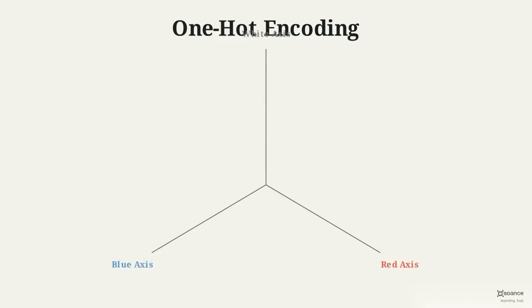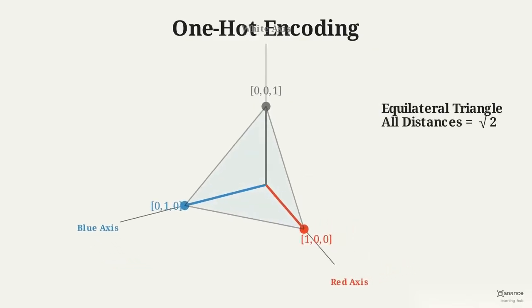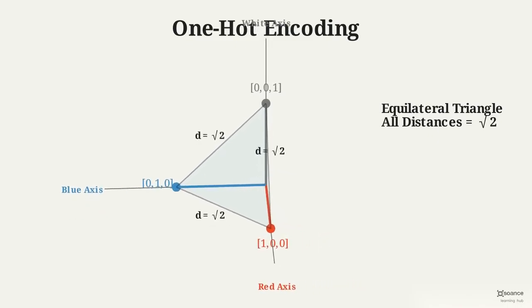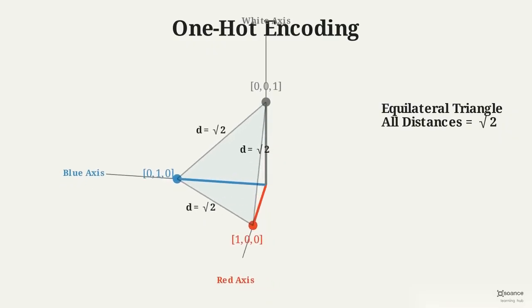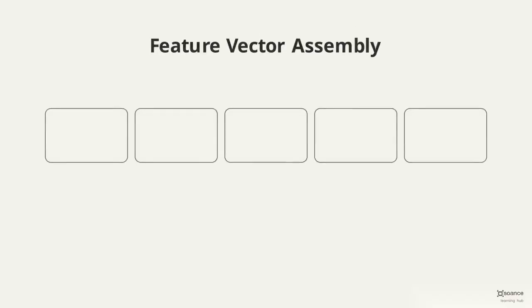Instead of a single number, each color becomes its own distinct vector. Red becomes 1, 0, 0, blue is 0, 1, 0, and white is 0, 0, 1. Look at how these plot on a 3D grid. By assigning each category its own axes, we form a perfect equilateral triangle. Every single color is now mathematically equidistant from the others. If we fail to map independent categories into these equal dimensions, the algorithm will invent false mathematical relationships and corrupt the prediction. Now we assemble the final feature vector.